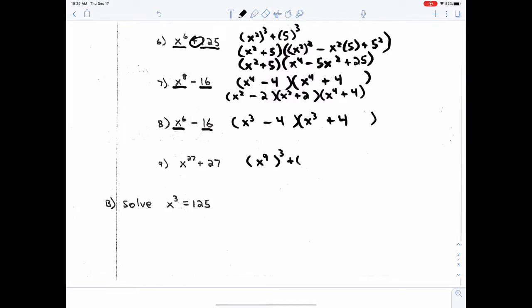And what cubed gives me 27? It's not 9, it's 3. So when I say the first one, I'm talking about x to the 9th. When I'm talking about the second one, I'm talking about 3. So what do we have?